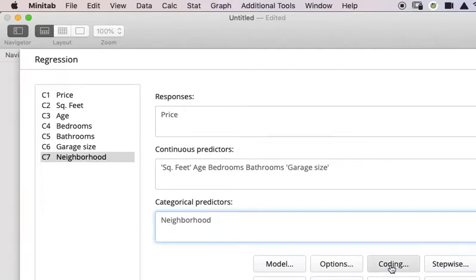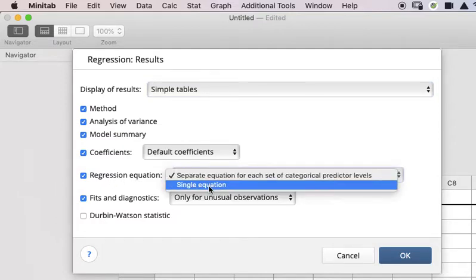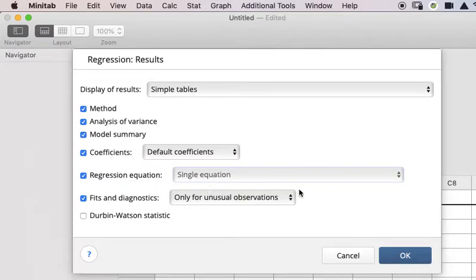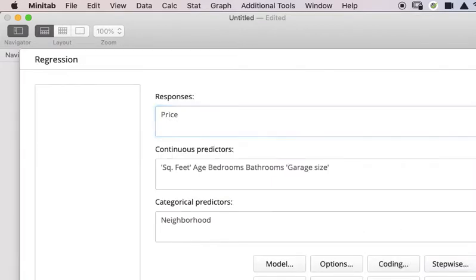So neighborhood is going to go in that categorical predictors box. Now I need to click on a box down here that I'm not sure you can see, but it says results. There isn't really a good way to move this, but I'm going to click on the box that says results. And then what I need to do is in this box that says regression equation, I leave that checked, but I change the drop-down menu to single equation. Then I click OK and click OK again.